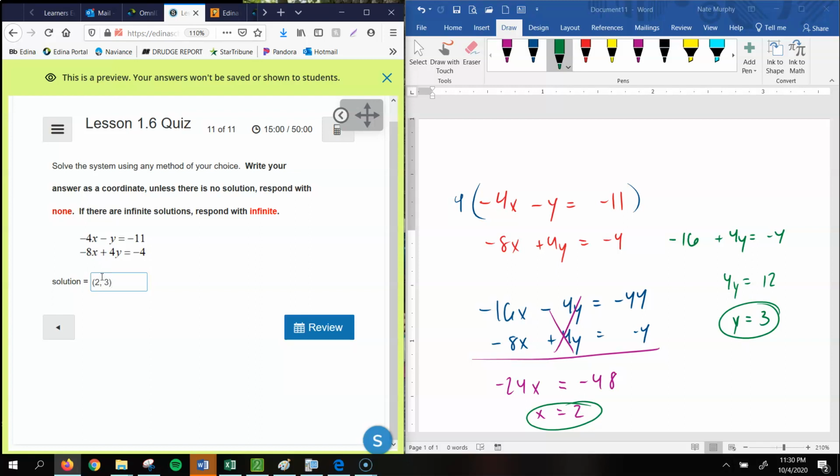And again, we could double check our work, because negative 4 times 2 is negative 8. And if I put 3 in here, we'd have negative 3. So negative 8 minus 3, sure enough, is negative 11. And negative 8 times 2 is negative 16. 4 times 3 is 12. So negative 16 plus 12 is negative 4. So always double check and make sure that you have the correct answer.